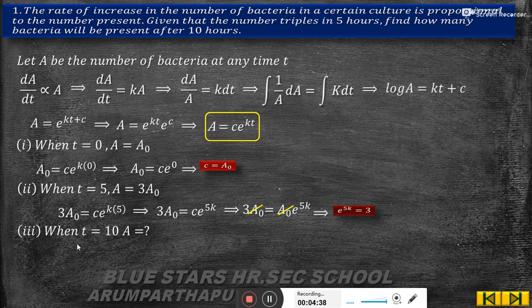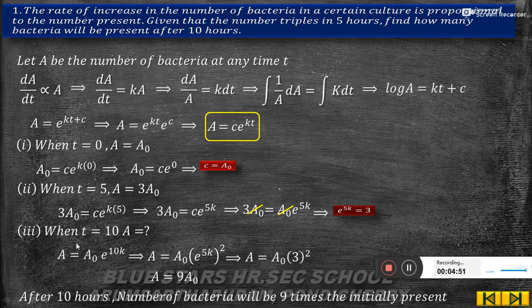Next, when t equals 10, we calculate how many bacteria are present after 10 hours. So I take t equal to 10 and calculate the number of bacteria. When t equals 10, A equals what? Now I find out the number of bacteria.